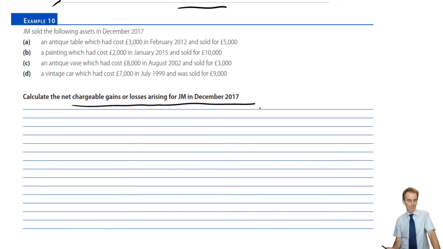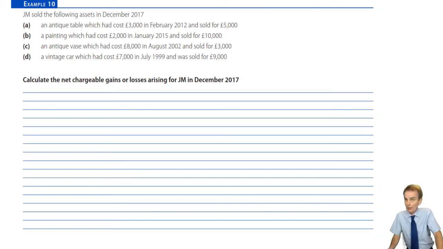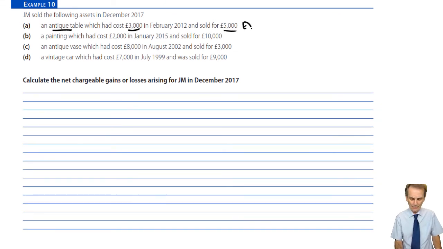Okay, well, there's light at the end of the tunnel. We're very nearly at the end of this extensive chapter here on our introduction to CGT. Hopefully you've worked through the answer to that. You would have recognised on the first run through, I hope, what the issues were. Again, antique table, it's a chattel, cost 3,000, sold for 5,000. That therefore is exempt. No gain or loss arises. Both of those figures less individually than 6,000.